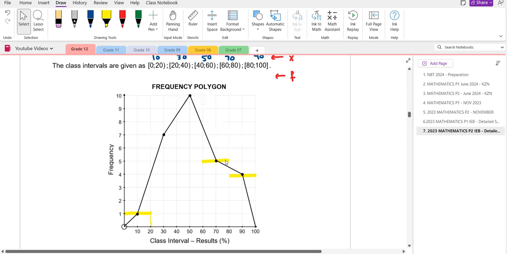I hope you guys are understanding. So we can get the frequencies. I'm just going to take the blocks.